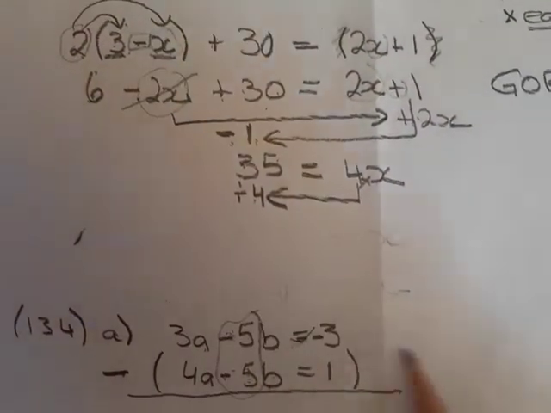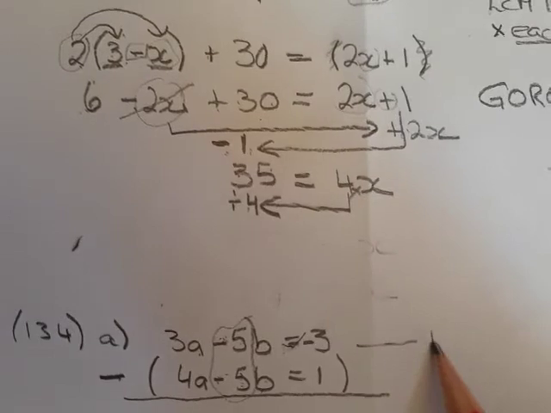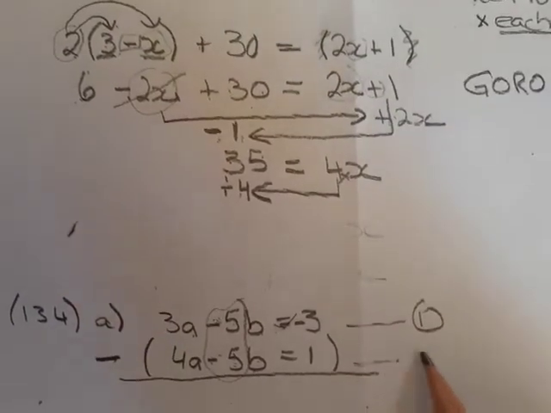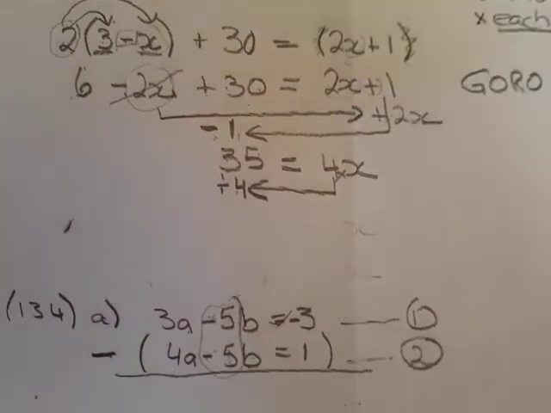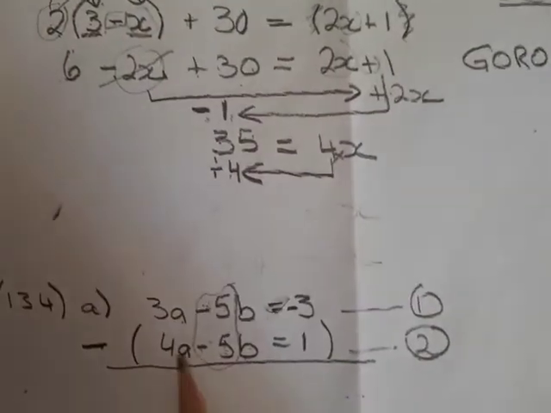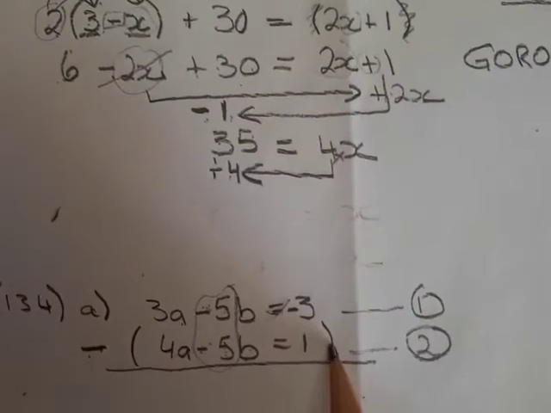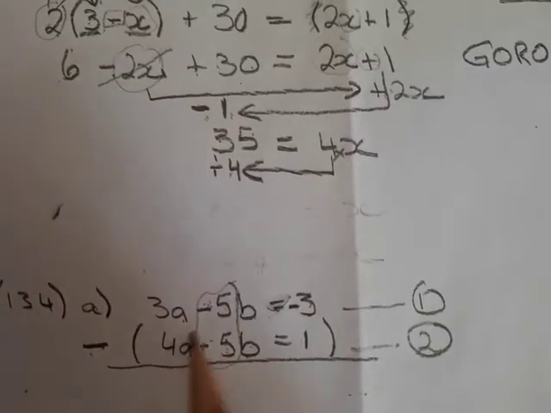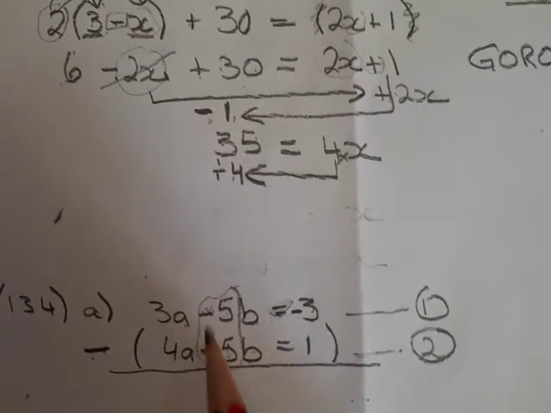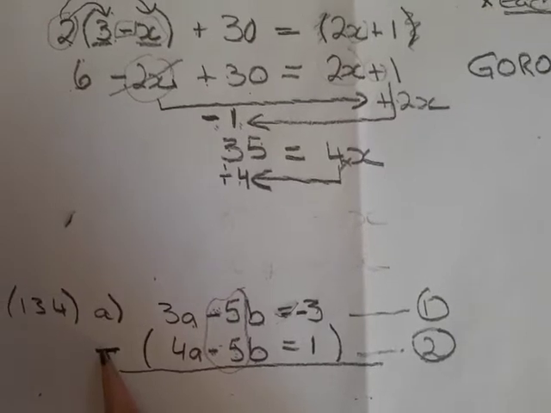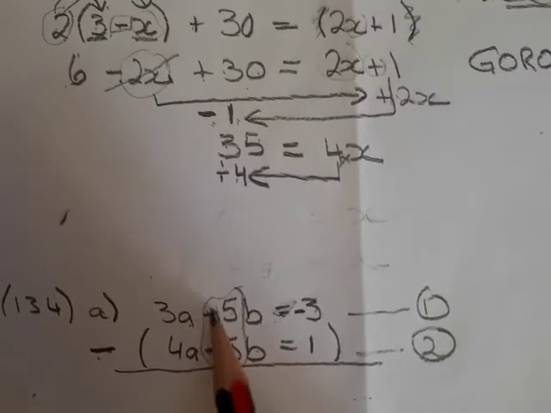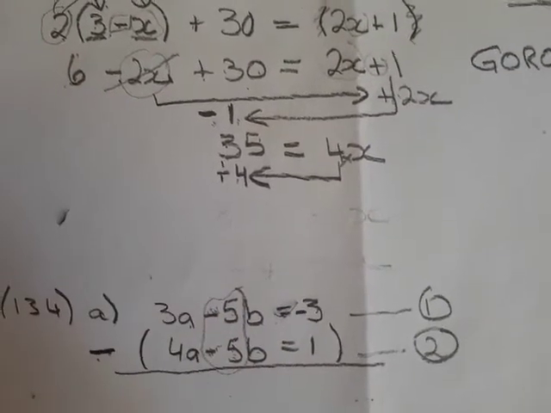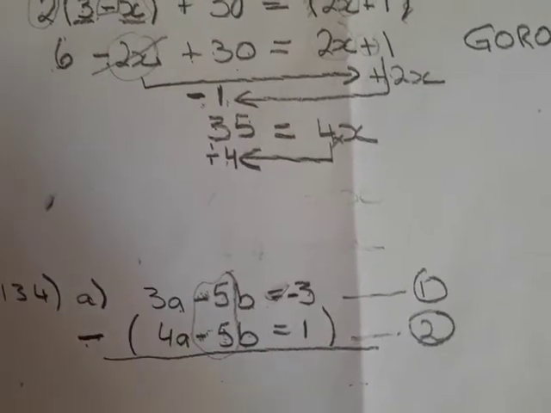So I will now call this equation 1, and I will call this equation 2. I will now subtract the second equation from the first equation. If the signs are the same, then you must subtract. If the signs are opposite, then you will add. And you will understand just now why.